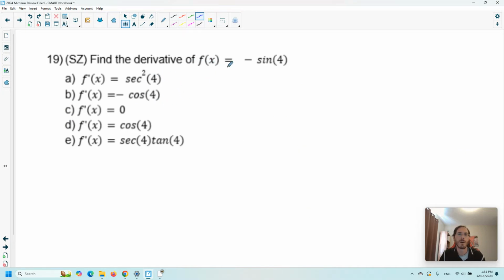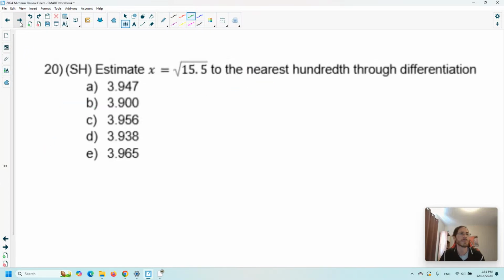All right, 19. Find the derivative of f of x equals negative sine of 4. All right, another good trick question. Sine of 4 is just a number. So derivative of a constant is 0. All right, pretty good. Nice.